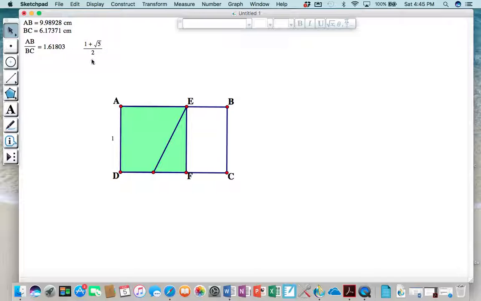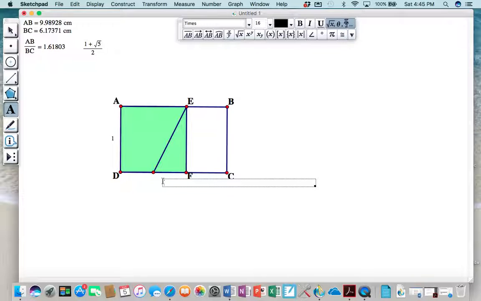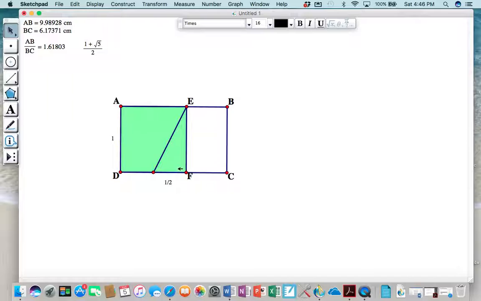But how does this fit in? Well, here we go. When I created this rectangle, I created this point here by constructing a midpoint. So that split DF, line segment DF, in half. Because of that, we know that this part of DF, this side, is one half of a unit. If the full side of the square is 1, then this section is going to be 1/2.